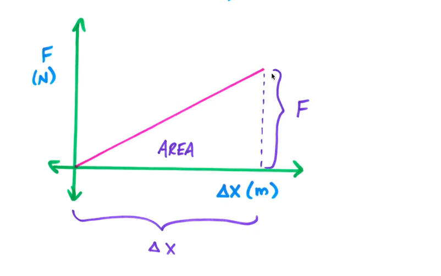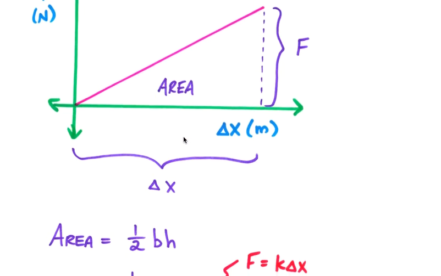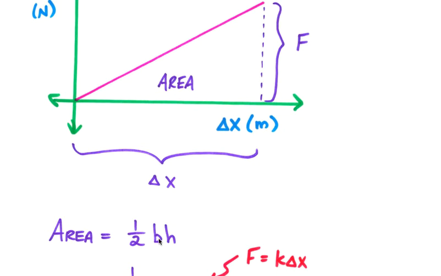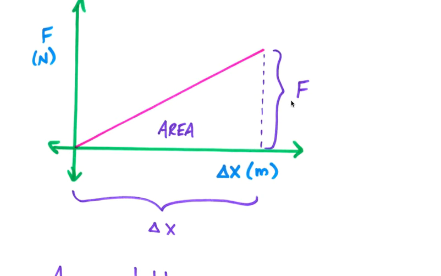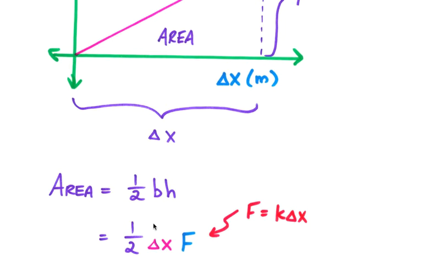A triangle that has one side that measures force, and the other side that measures the displacement of the spring. So the force acting on the spring and the displacement acting on the spring can be utilized to calculate this area. Well, we know the area of a triangle is 1/2 times base times height. Now in this case, the base is the displacement and the height is a measurement of force. So if I replace the base with displacement and the height with force, we wind up with an equation that says 1/2 times the displacement times the force.